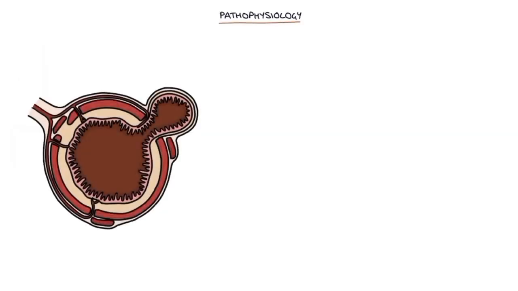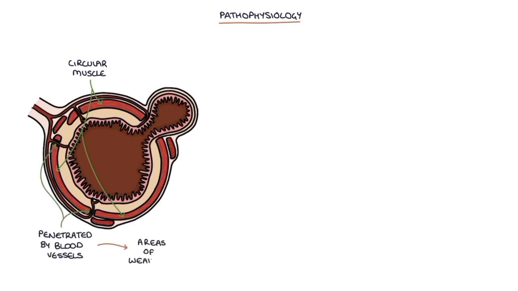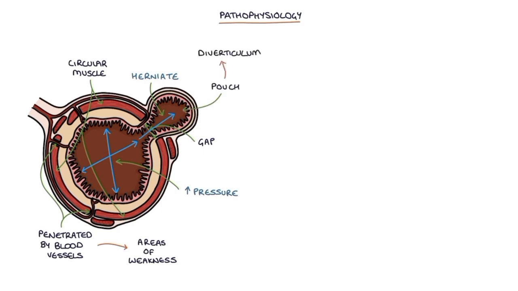Let's talk about the pathophysiology. The wall of the large intestine contains a layer of muscle called the circular muscle. The points along the bowel where this muscle layer is penetrated by blood vessels are areas of weakness. Increased pressure in the lumen over time can cause a gap to form in these areas of the circular muscle. These gaps allow the mucosa to herniate through the muscle layer and pouches to form, which we call diverticula.